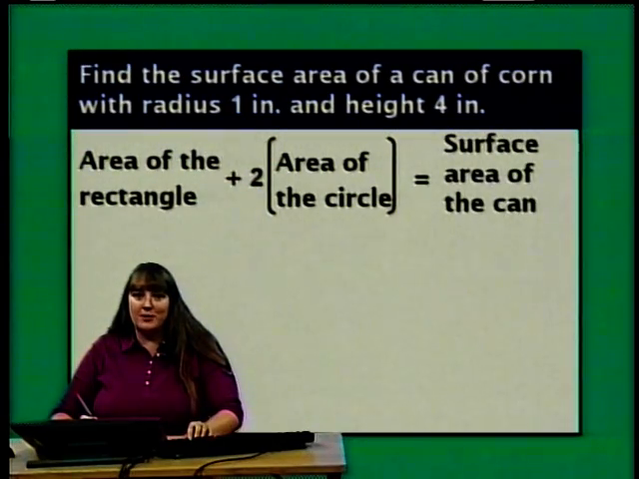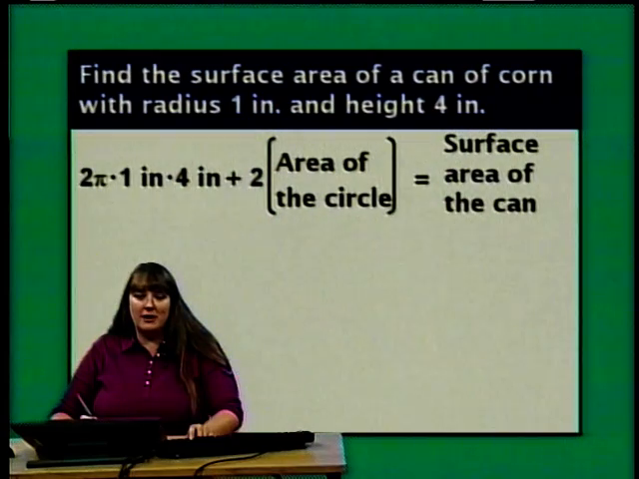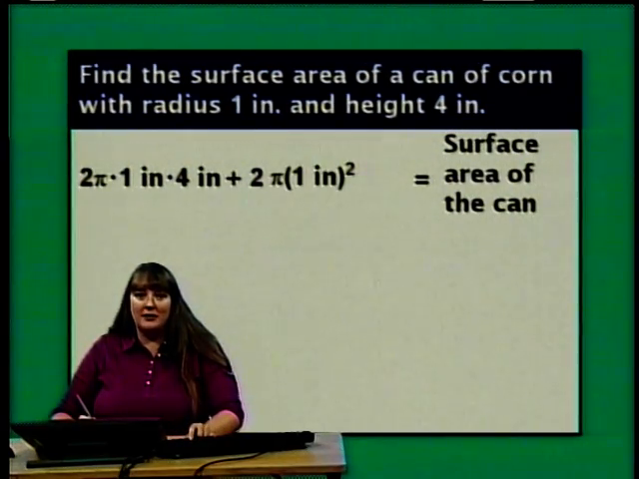That will give me the surface area of the can. Well, we just found that the area of the rectangle was 2 pi times 1 inch times 4 inches. And the area of the circle, since the radius is 1 inch, is pi times 1 inch quantity squared, pi r squared. If I take 2 pi, multiply it by 1, and multiply that by 4, I get 8 pi. If I square 1 and multiply that by 2 pi, I get 2 pi.